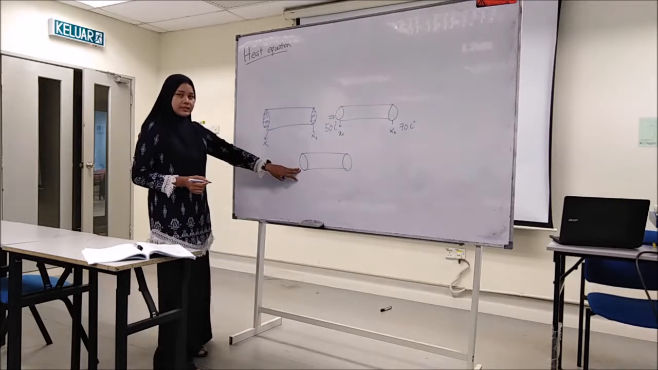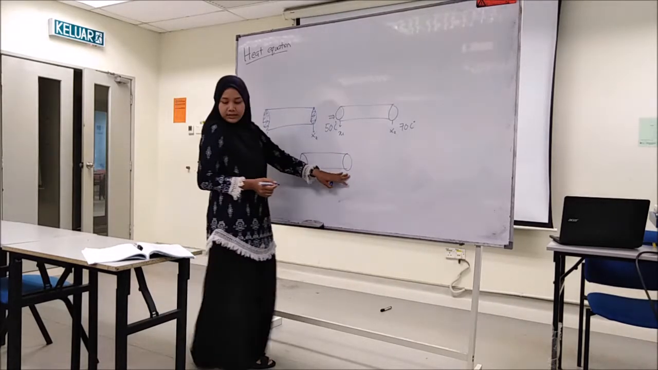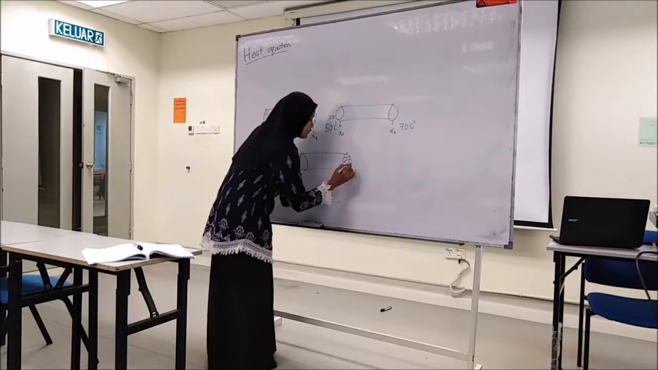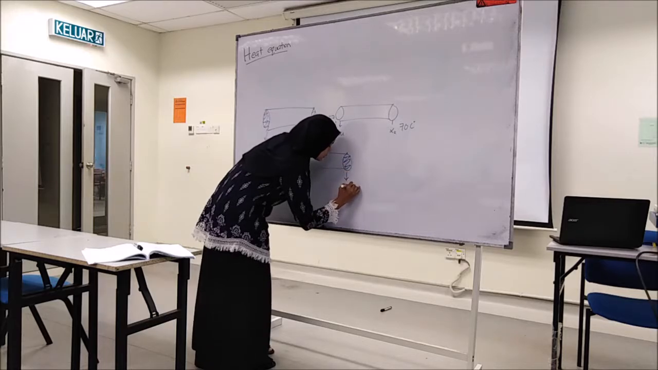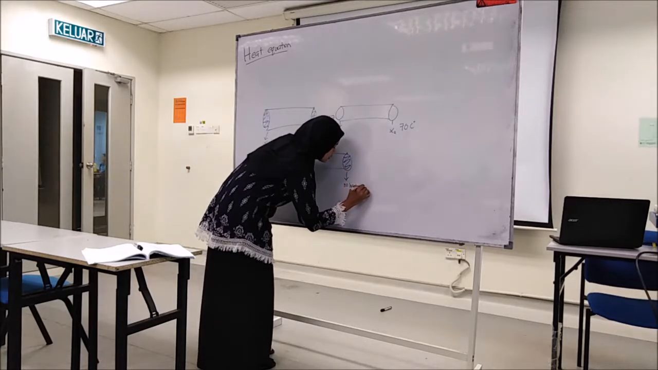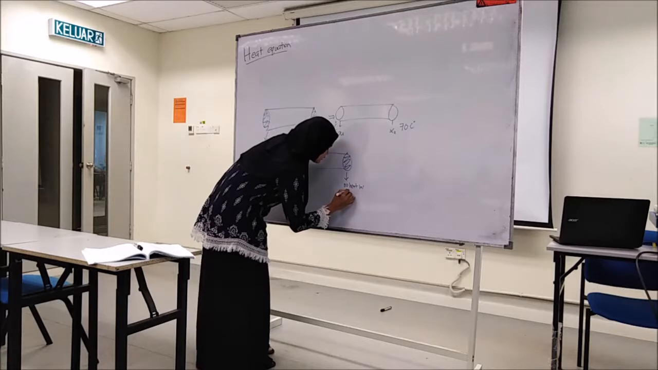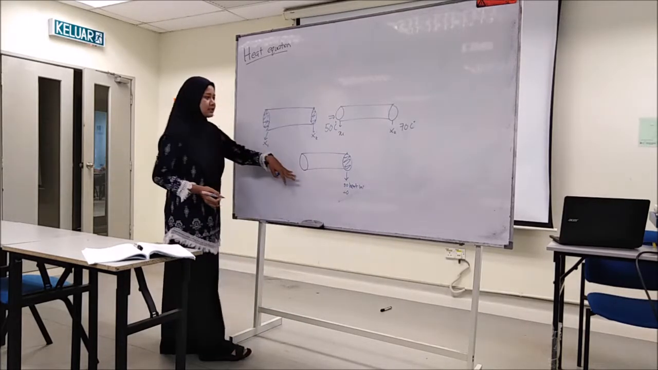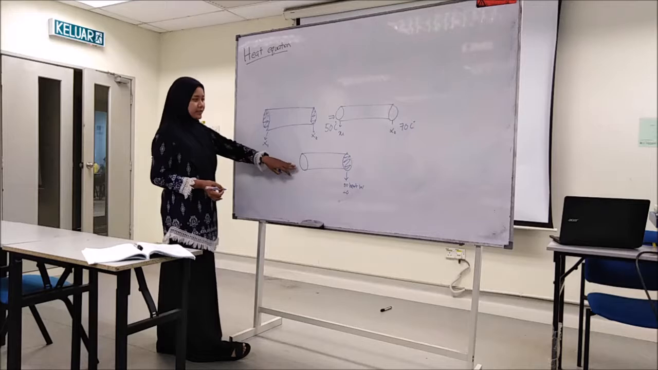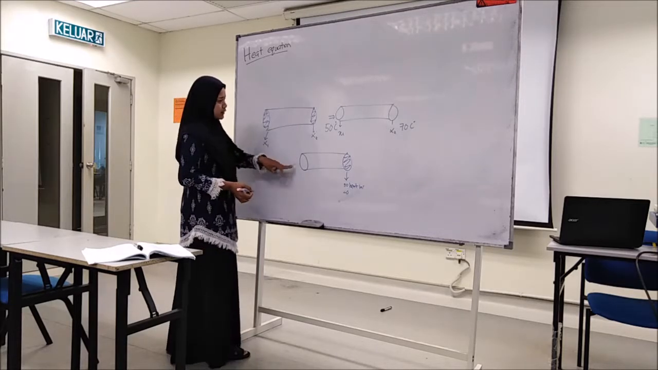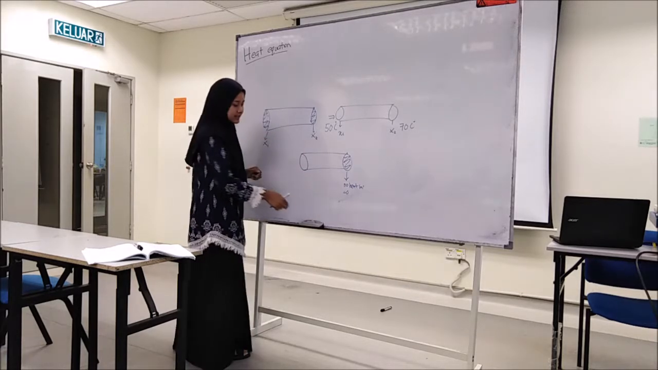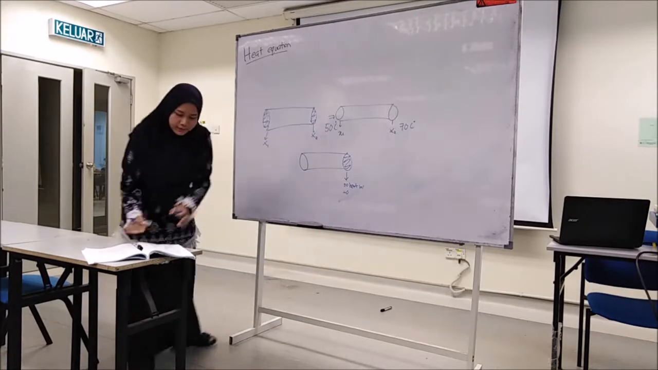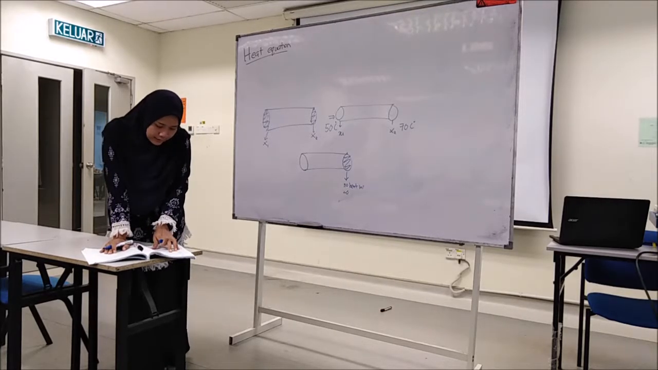One end we have a constant temperature and one end is insulated. So at this point, there is no heat loss, no heat. This means at this point we have 0, and at this point we have constant temperature. So whatever the temperature is, it must be constant. So if it is 50, it should also be 50, it cannot change. Understand? Okay.